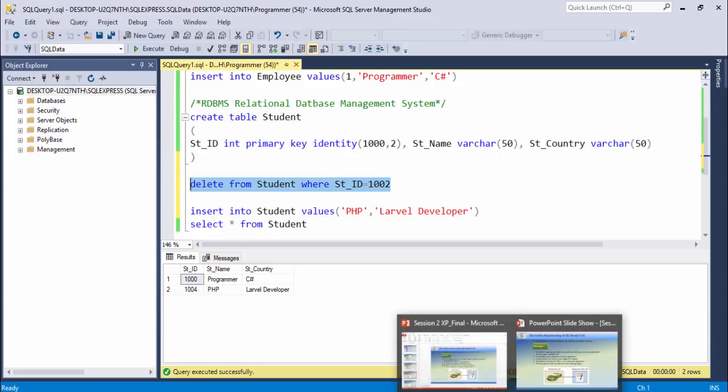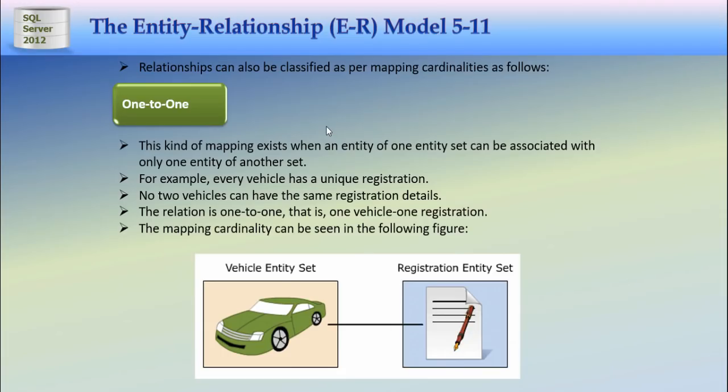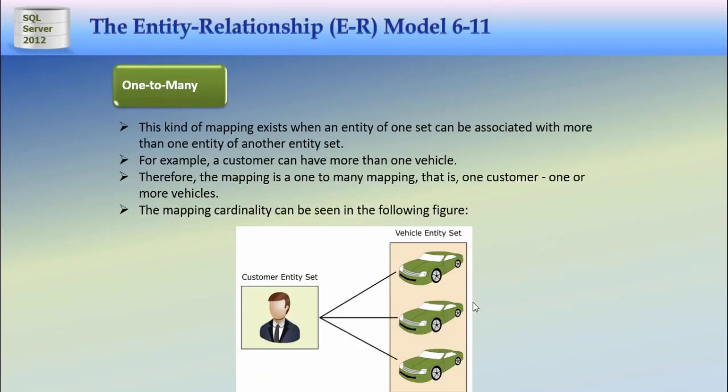Okay, let's see the relationship. This is called a one-to-one relationship. This is the vehicle entity and this is a registration entity. I mean, just as an example, this is a vehicle table, and this is another table like registration, right? This is called a one-to-one relationship, right? And I go back, I mean to the next page.